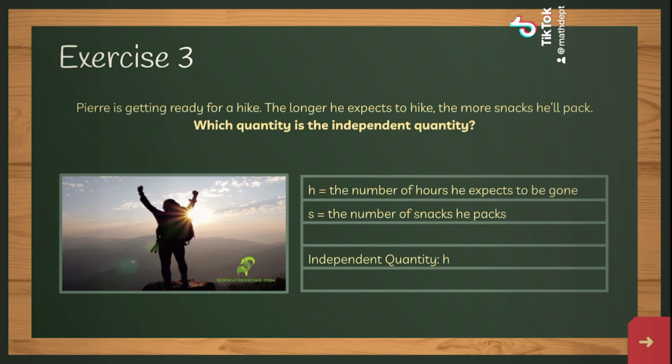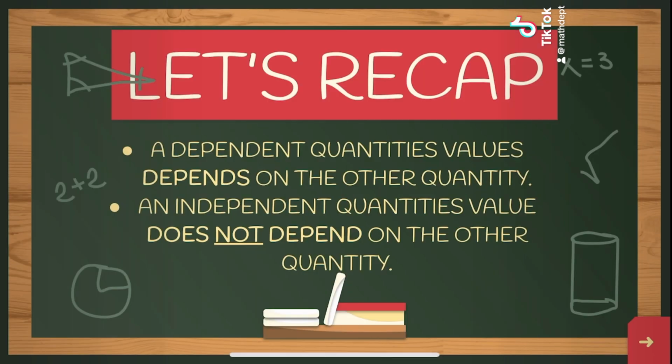Alright, quick recap. When solving word problems with both independent and dependent quantities, identifying each type will help you to understand the relationship between the quantities. Remember, a dependent quantity's value depends on the other quantity, and an independent quantity's value does not depend on the other quantity.